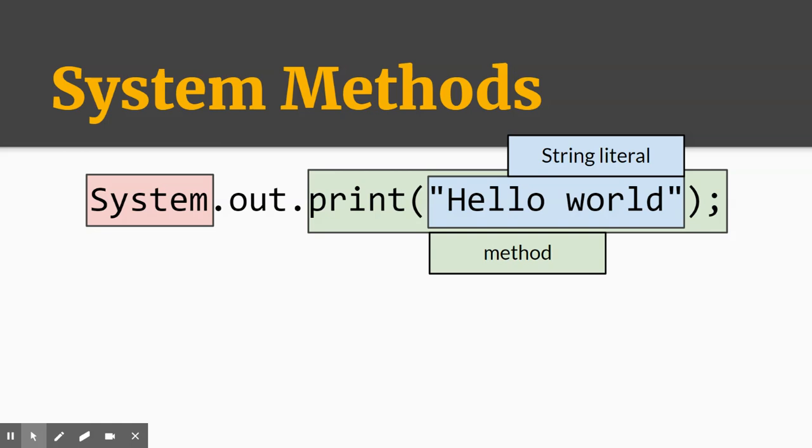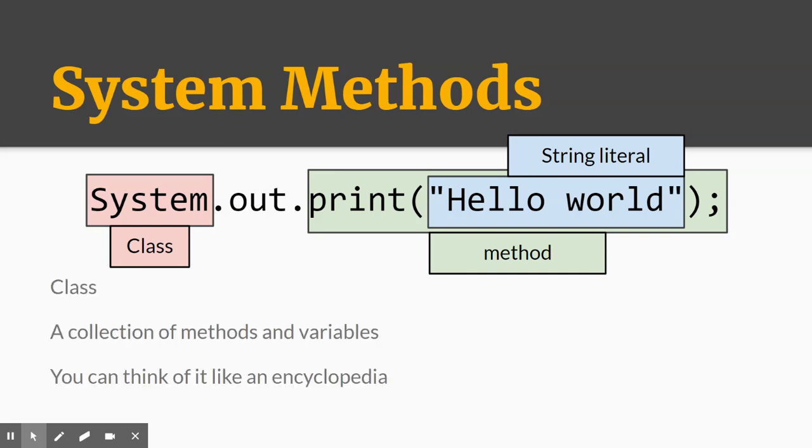Now we're going to focus on that red highlighted box where it says System with a capital S. That is the class. Now a class is just a collection of methods and variables. So the System class has a whole bunch of methods inside of it. So that's why we are talking about system methods. These are all methods from the System class.